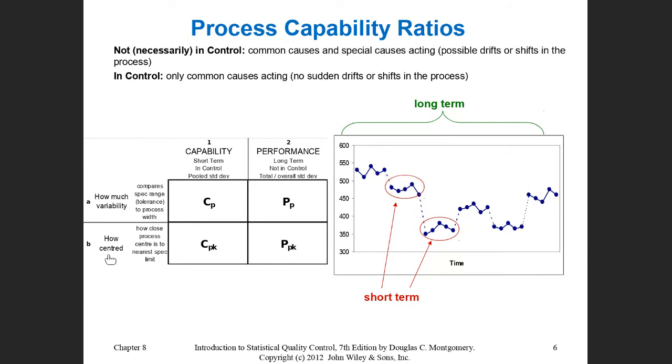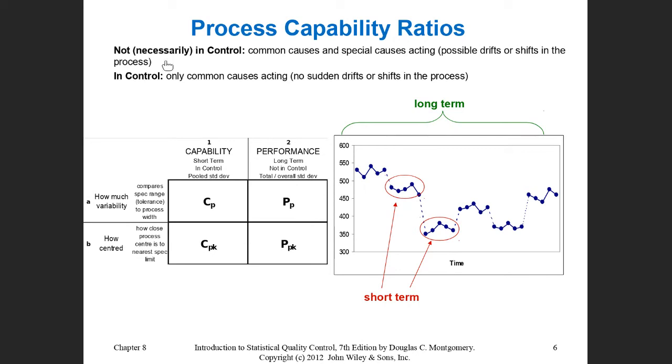How the process is centered, the PK identifies. And to identify how wide the variability in the process is, we use the P indicator. The specification range tolerance to the process width is the variability, and how close the process center is to the nearest specification limit is what they call how the process is centered. So those are the ratios that we need to calculate to identify the process capability.